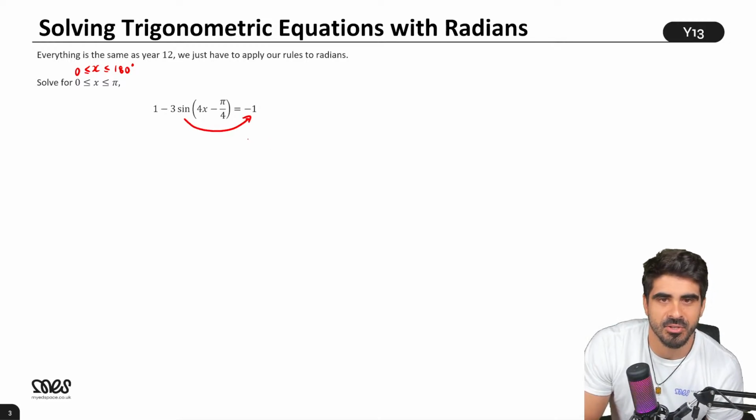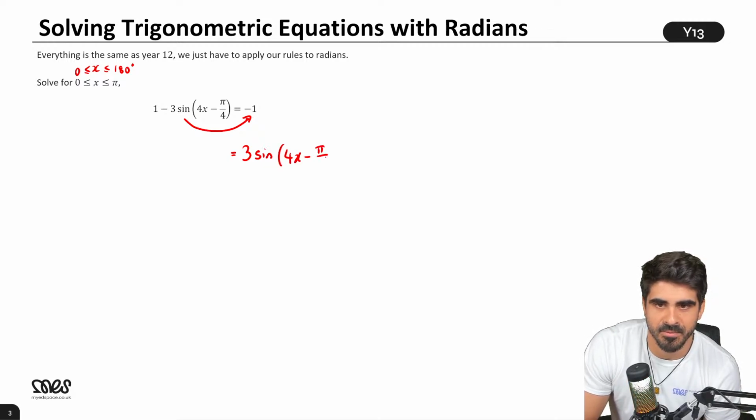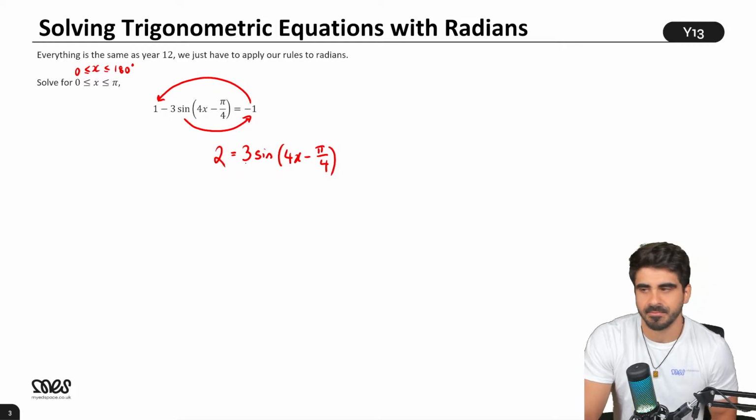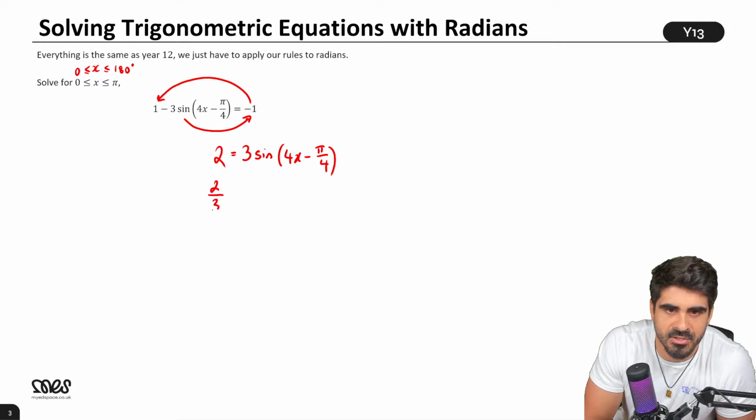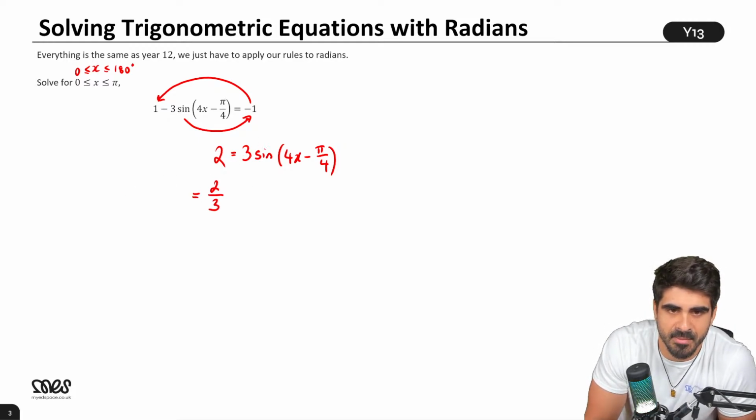So that minus 3, let's move it to the other side to become 3 sine of 4x minus pi over 4. And at the same time, that minus 1 can add 1 over to the other side, become 2. And then we're dividing by 3, so we have 2/3. Actually, let's write the sine on the left. So we have 2/3, we're dividing by 3, is sine 4x minus pi over 4.